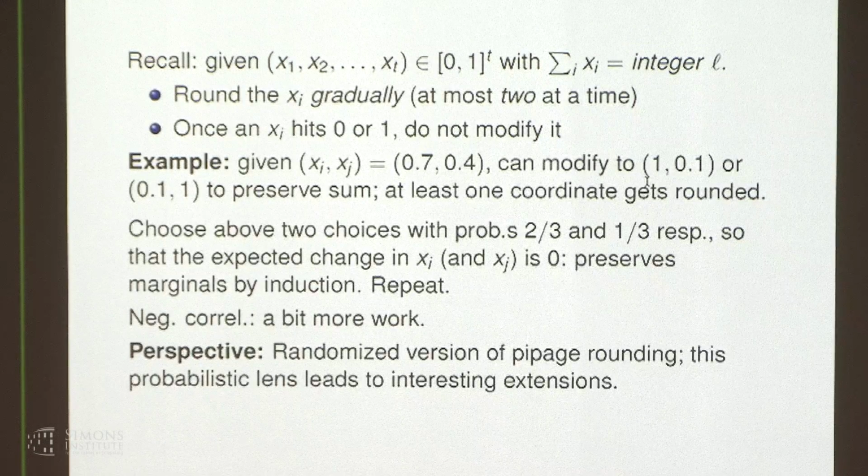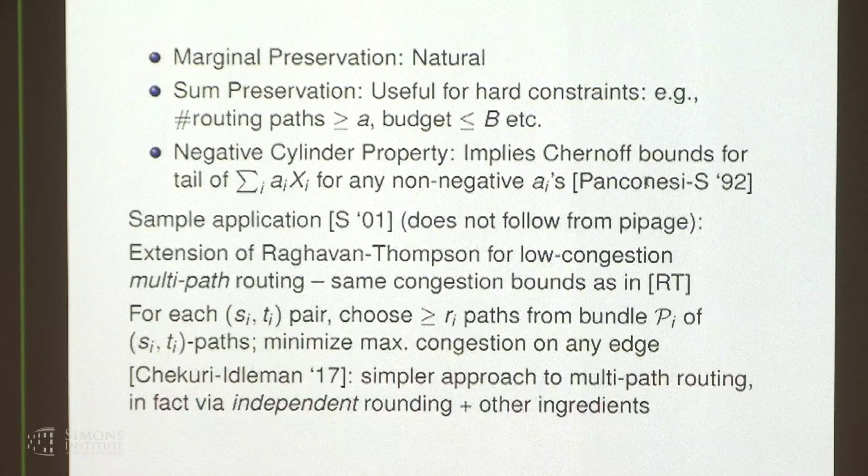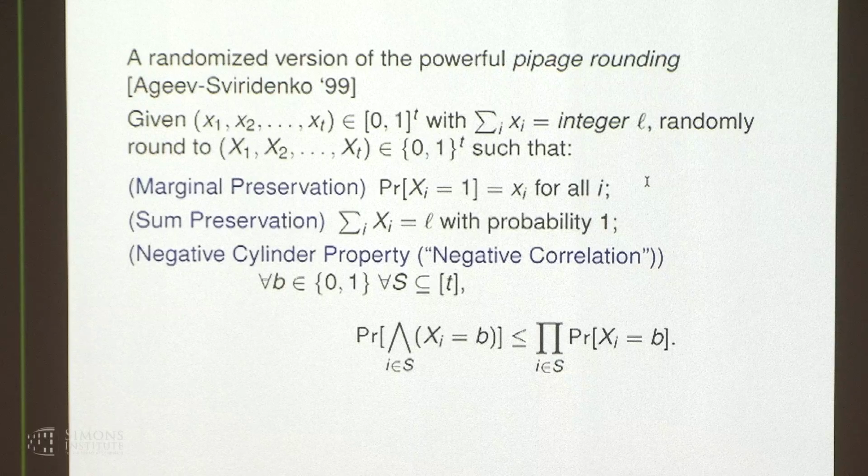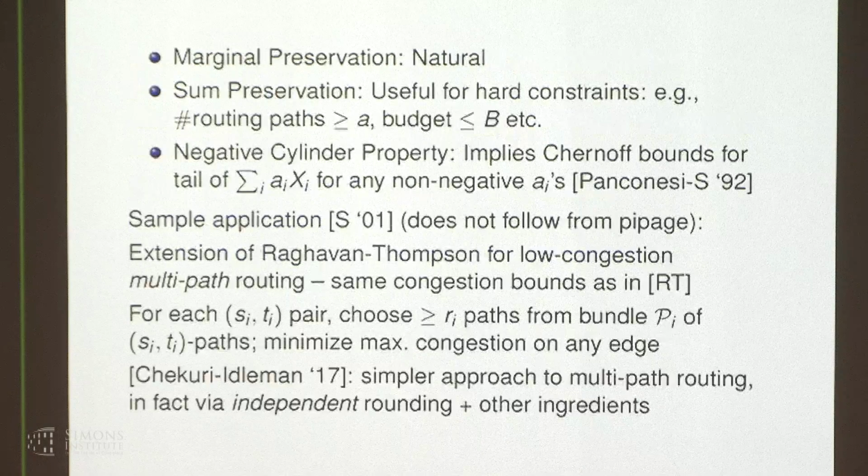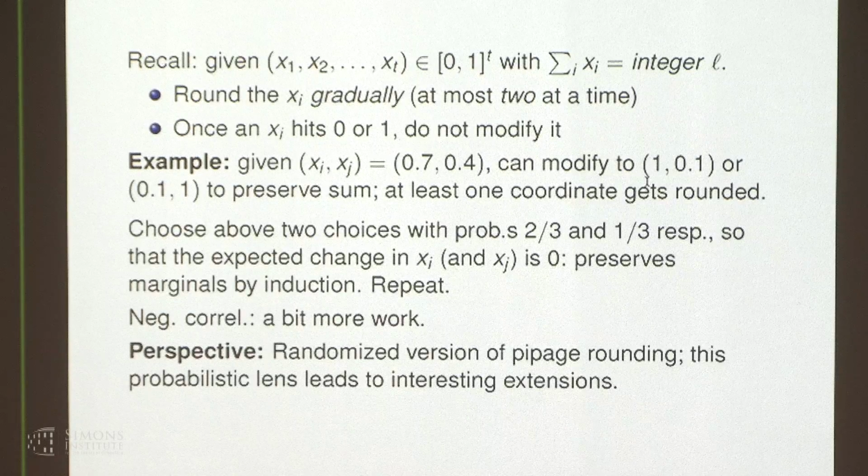By the way, how do you do this dependent rounding? So again, going back a little, you're given these little x_i's, and you want to round them to the uppercase X_i's that satisfy these 3 properties, right? So how do you do it? It's actually very simple. Just round them gradually, handle them 2 at a time. So here is a simple idea. Again, here you're given these little x_i's that add up to an integer L. As always, once you round an x_i, once it hits 0 or 1, you don't modify it, and otherwise just do slow rounding. So how do you do it?